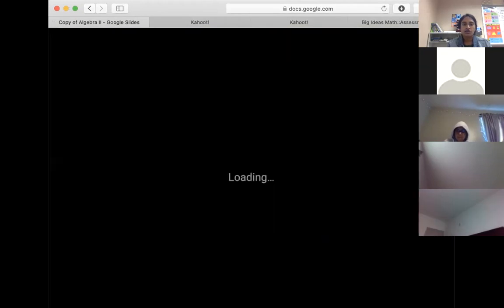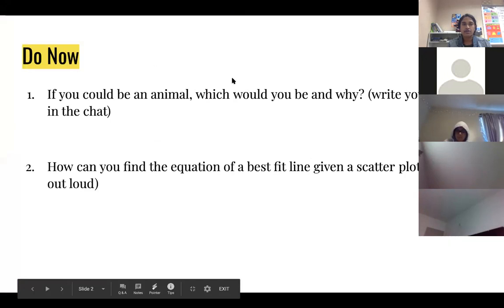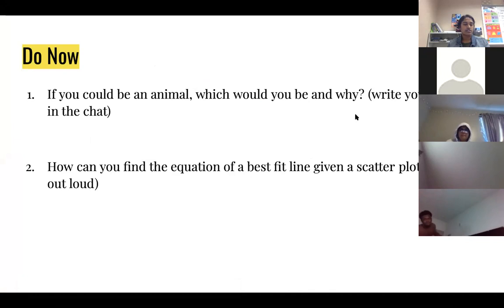All right, here is your do now for today. If you could be an animal, which would you be and why? Write your answer down in the chat. And then the second question, how can you find the equation of a best fit line given a scatter plot?